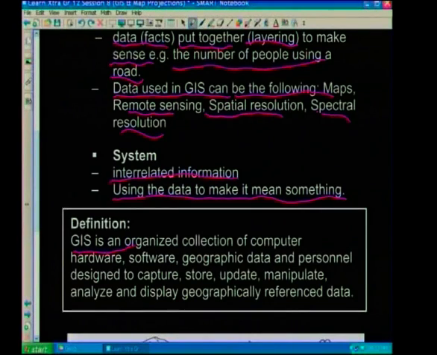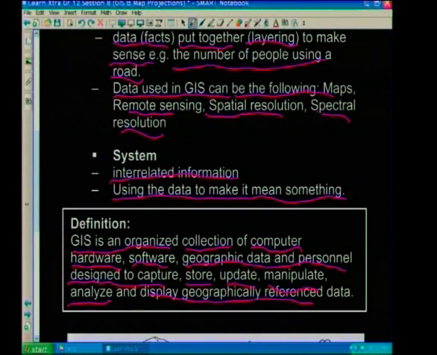All right? So in other words, the definition then is that GIS is an organized collection of computer hardware, that's your computer itself, software, that's the programs, and geographic data, that's the data that you will be using, designed to capture, store, update, manipulate, analyze and display geographically referenced data. A lot of big words here. Okay? So let's simplify the definition itself.